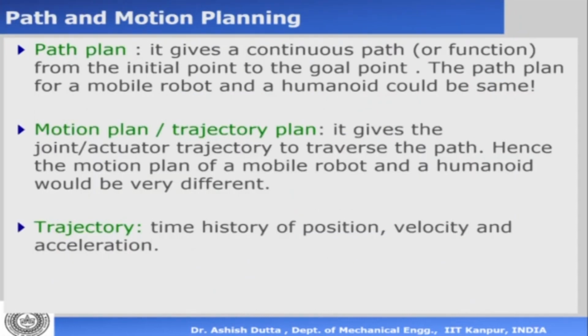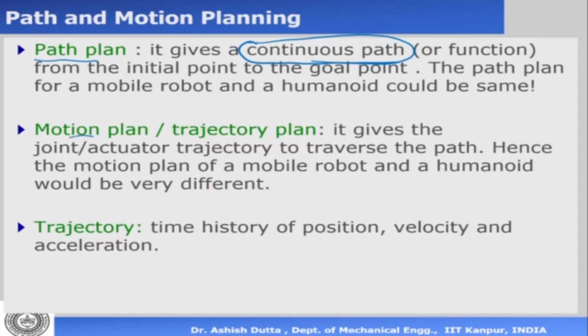So what are the definitions of a path plan and a motion plan? A path plan essentially gives a continuous path. It has to be continuous from the initial point to the goal point. The path plan for a mobile robot and a humanoid robot could be the same. As I said, a mobile robot and a biped robot could have the same path, but their motion plans could be different. So it gives a continuous path or function. It cannot be discontinuous.